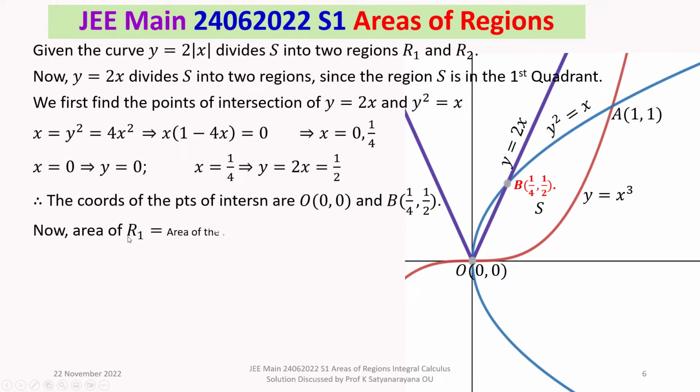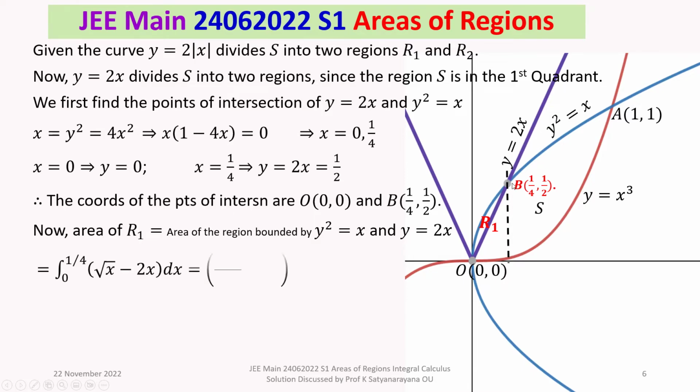So now the area of R1, the area of the region bounded by y² = x and y = 2x. So this y² = x and y = 2x. This narrow region, that is R1. So now drop a perpendicular, x = 1/4.